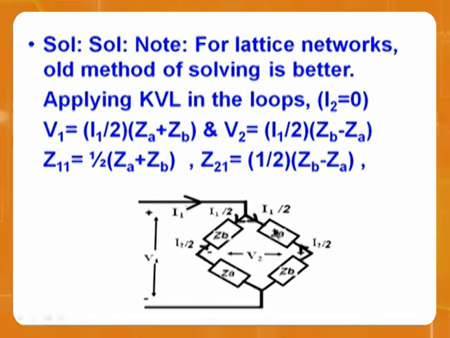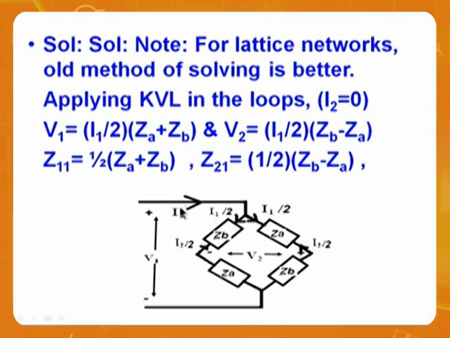ZB, ZA, ZA, ZB. When these two are parallel but equal, what will happen? The current in two equal impedances are half and half: I1 by 2, I1 by 2. Then please apply the equation here. V1 is equal to I1 by 2 into ZA minus I1 by 2 into ZB is equal to 0.